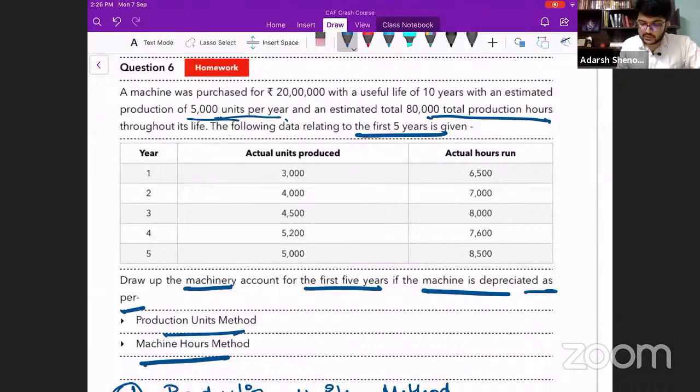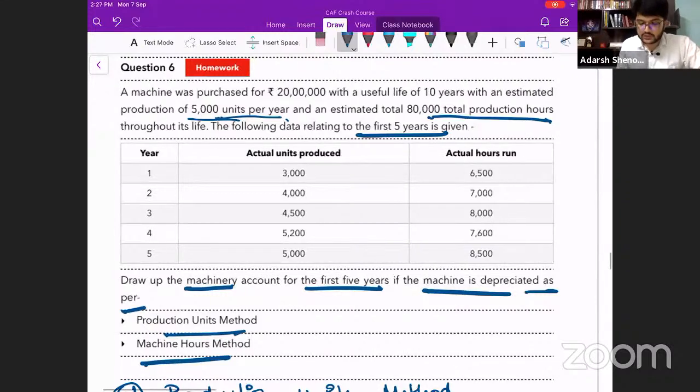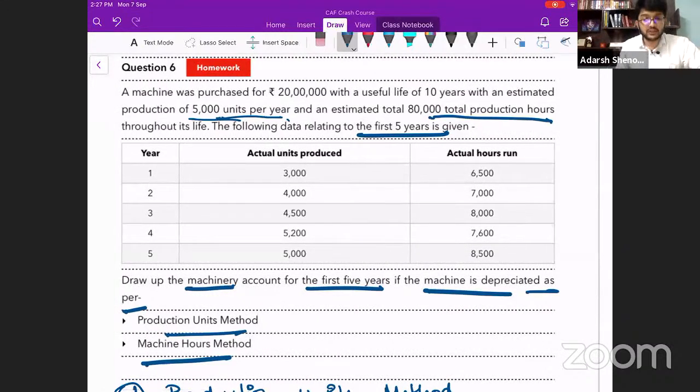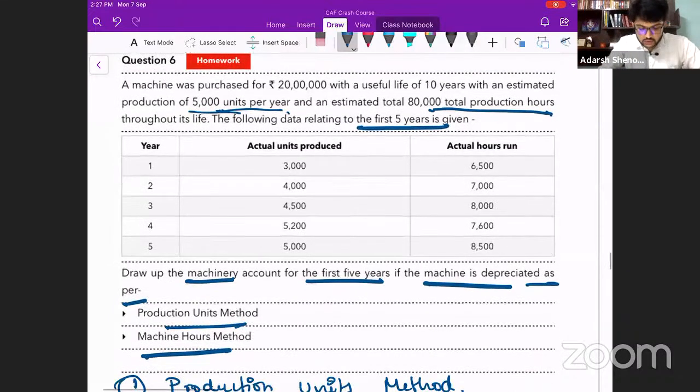What is the depreciation amount for the third year? 4,500 into 40 rupees, 1,80,000. What is the depreciation for the fourth year? 5,200 into 40 rupees, 2,08,000. What is the depreciation for the fifth year? 5,000 into 40 rupees, 2 lakh rupees. Okay, 2 lakh rupees.